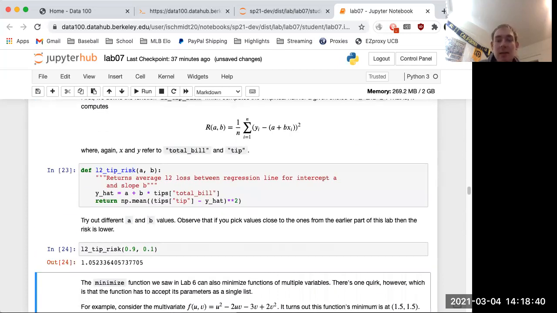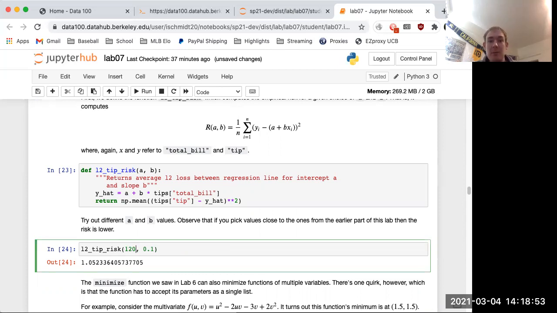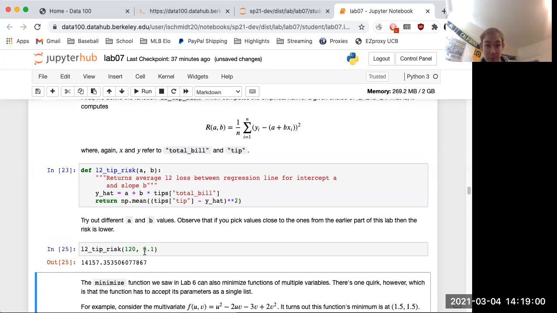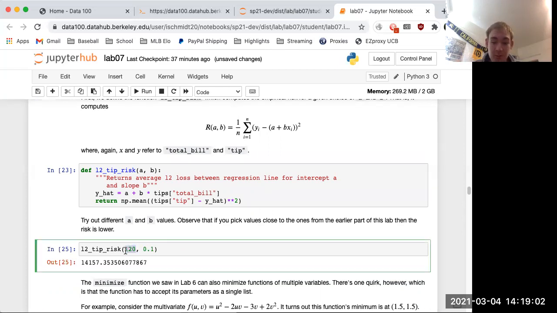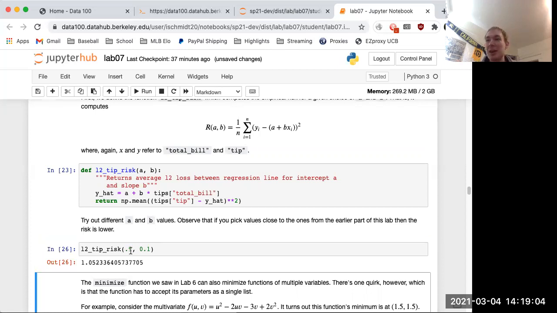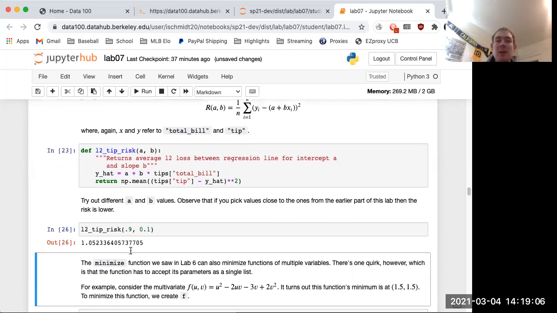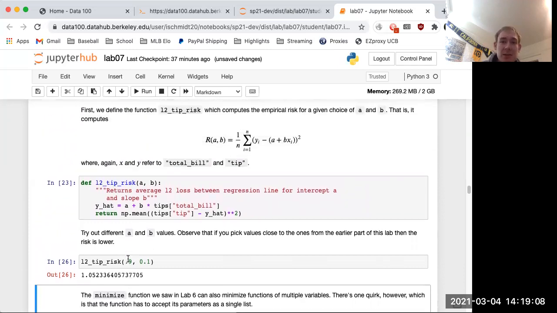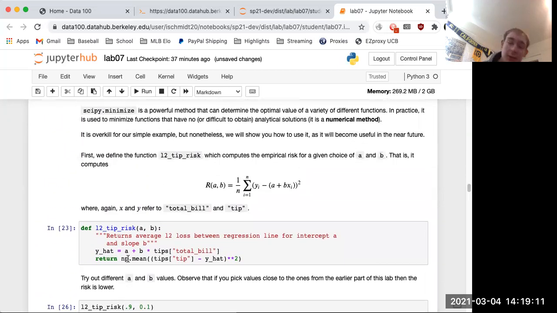So you can see that if we plug in values that are close to the ones that we found before, we'll get a pretty small risk. So these are close to what we got before. If we plug in something completely different, maybe like 120 or something, obviously now our loss is huge because our parameters are really far away from what they should be. So yeah, we want them to be close to what they should be. So what we can do is use this minimize function that we saw in the previous lab.